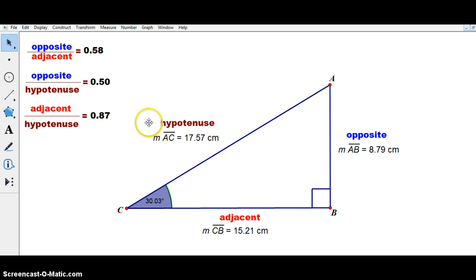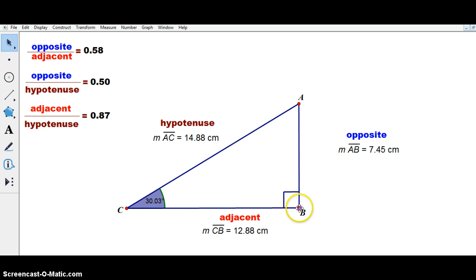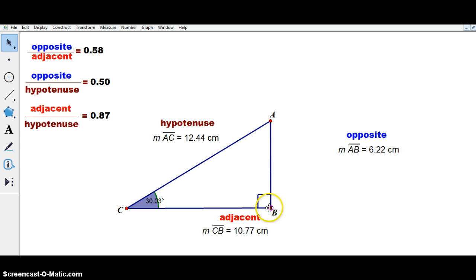Now, if we decide to change the size of this triangle, either make it smaller or larger, the power of trig is that these ratios will not change. So if I take point B and drag it in, notice that the measures of the sides change, but the ratios don't.